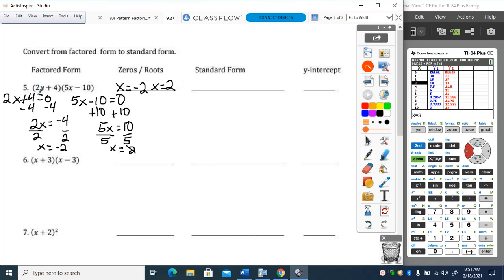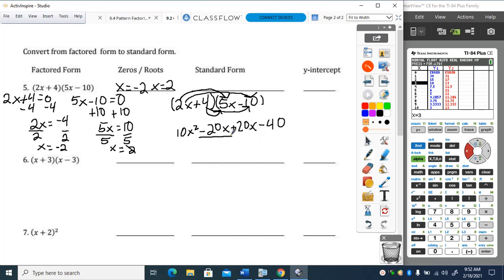Now, the other form we can get from the factored form is the standard form. And we can do that by doing our FOIL or generic rectangle. I'm just going to FOIL. So we have 2x plus 4 times 5x minus 10. So let's FOIL that. What's 2x times 5x? Well, that's going to be 10x squared. What's 2x times negative 10? It's going to be negative 20x. What's 4 times 5x? Positive 20x. And what's 4 times negative 10? Well, that's going to be negative 40.